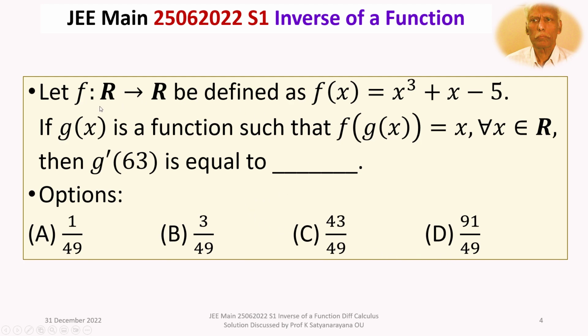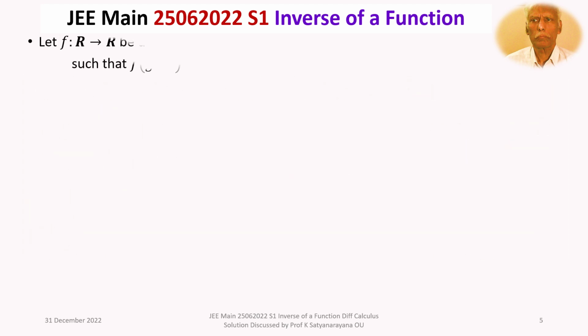We are given a function f from the set of real numbers into itself, defined as f of x is equal to x cube plus x minus 5. It is further given g of x is a function such that f of g of x is equal to x for all x belongs to R, required to find the value of g prime at 63 from the given four options. We now discuss the solution of the problem in detail.